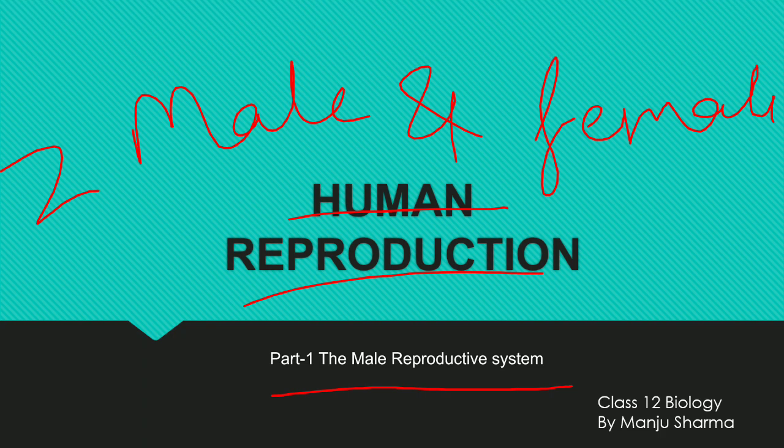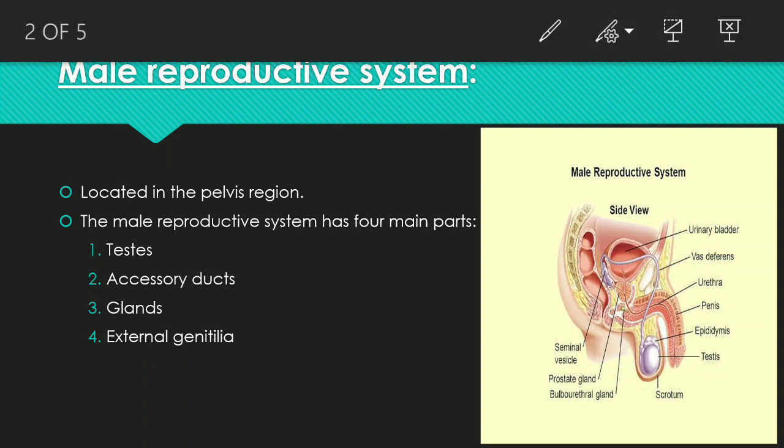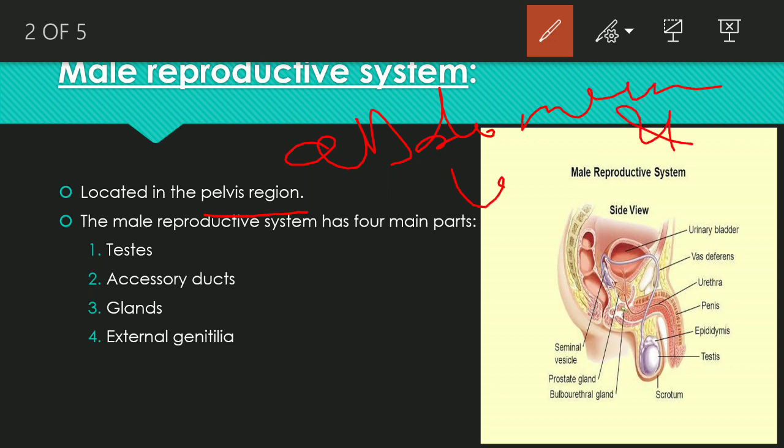The male reproductive system, or any reproductive system in human, is located in the pelvis region. Now, what is the pelvis region? The region located between the abdomen and legs is known as pelvis region.